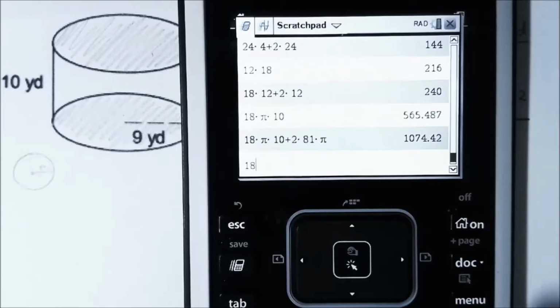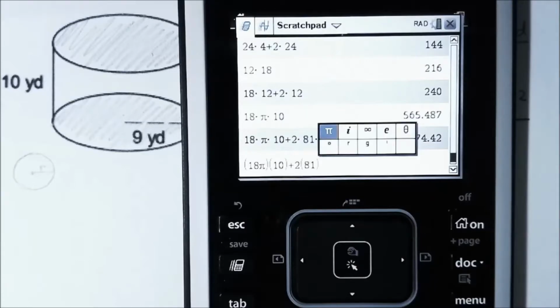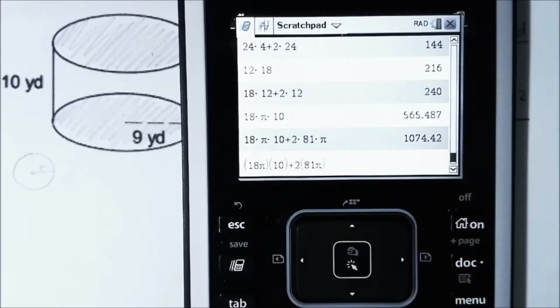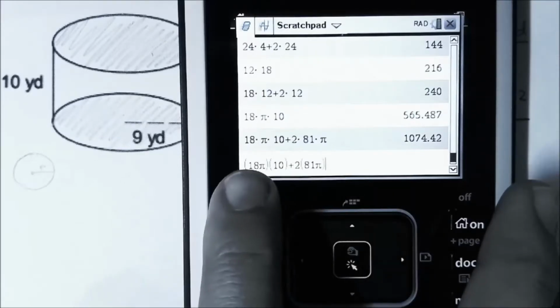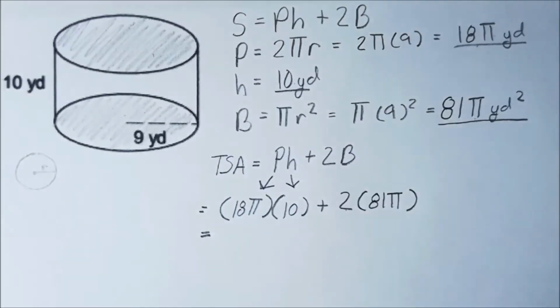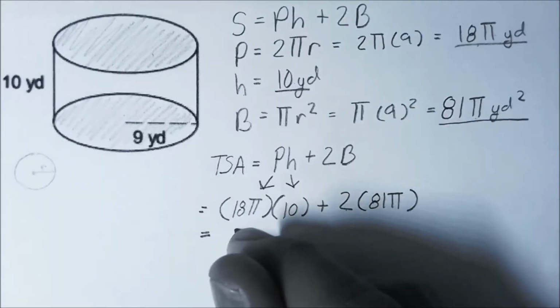So we're going to put in our 18 pi. So 18, let's put a parentheses first. There it goes, 18 pi times 10 plus 2 parentheses, because we're plugging in our number, 81 pi. Now we're going to go ahead and let it approximate pi's value in these two parts, and we'll get a value. We'll hit enter, and it's 1074.42. So I'm going to move my calculator over. We're going to write that number in.